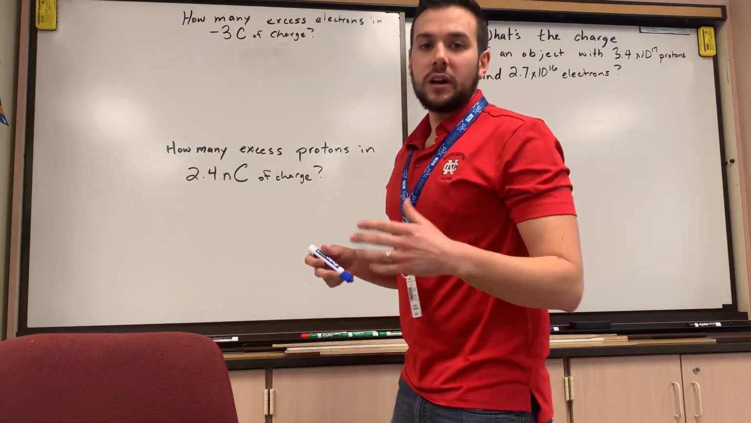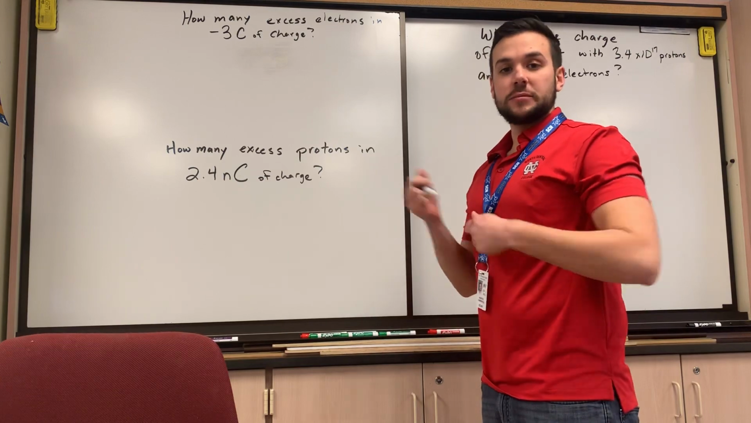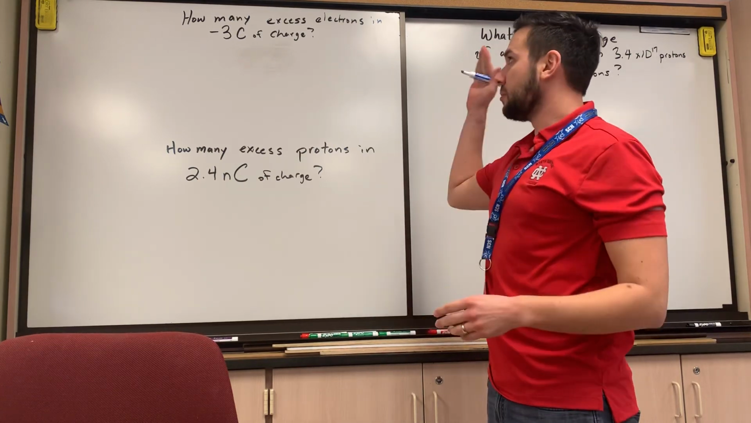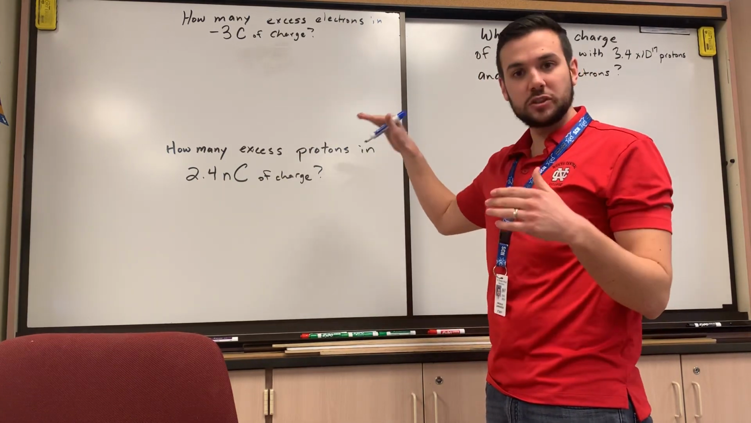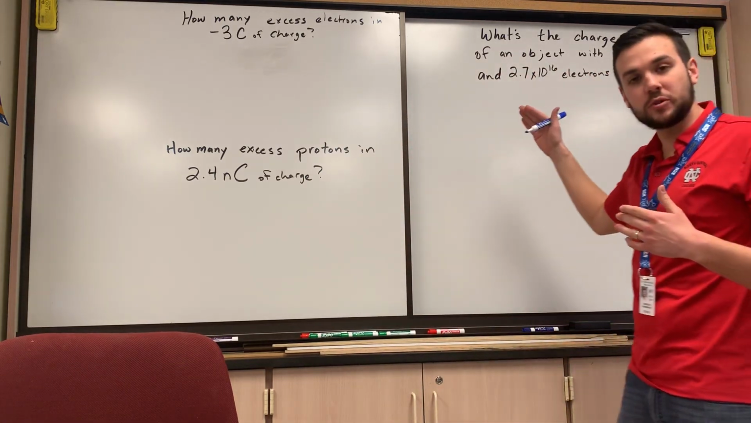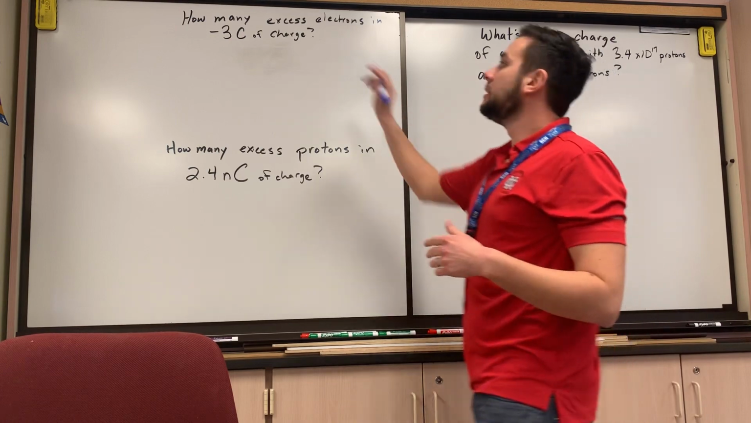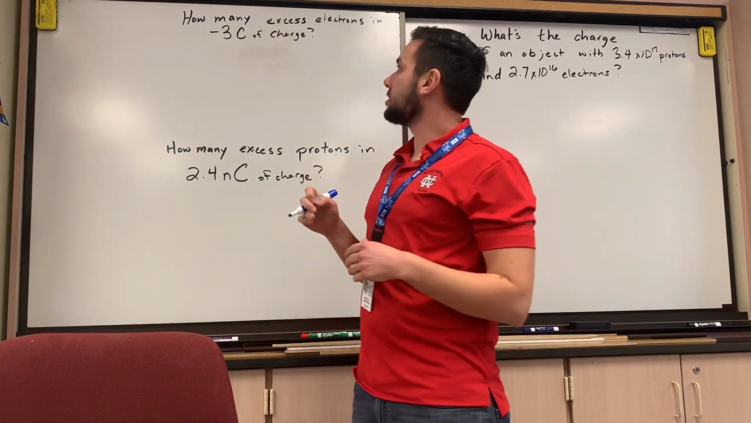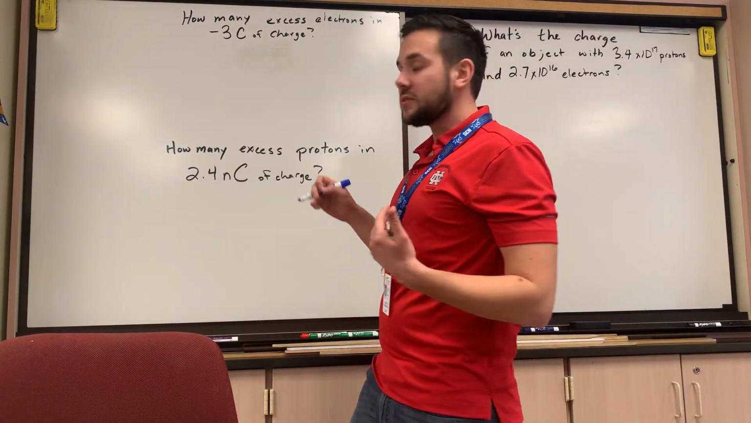Alright, so we're just going to do a couple of charge conversions to make sure we understand how to go from coulombs to number of electrons or protons, or from number of electrons or protons to coulombs. So let's start with this one. How many excess electrons are in -3 coulombs of charge?